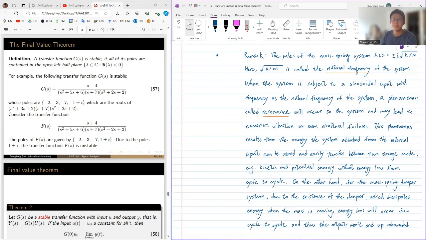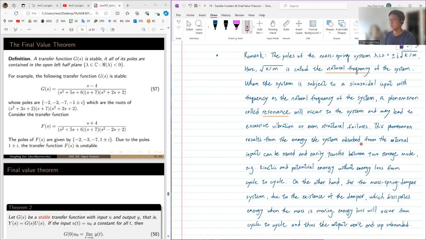In the previous example, we've seen that the poles of the mass spring system are plus or minus i times square root of k over m. And here, square root of k over m is called the natural frequency of the system. And when the system is subject to a sinusoidal input with frequency the same as the natural frequency of the system, a phenomenon called resonance will occur and may lead to excessive vibration or even structural failures.